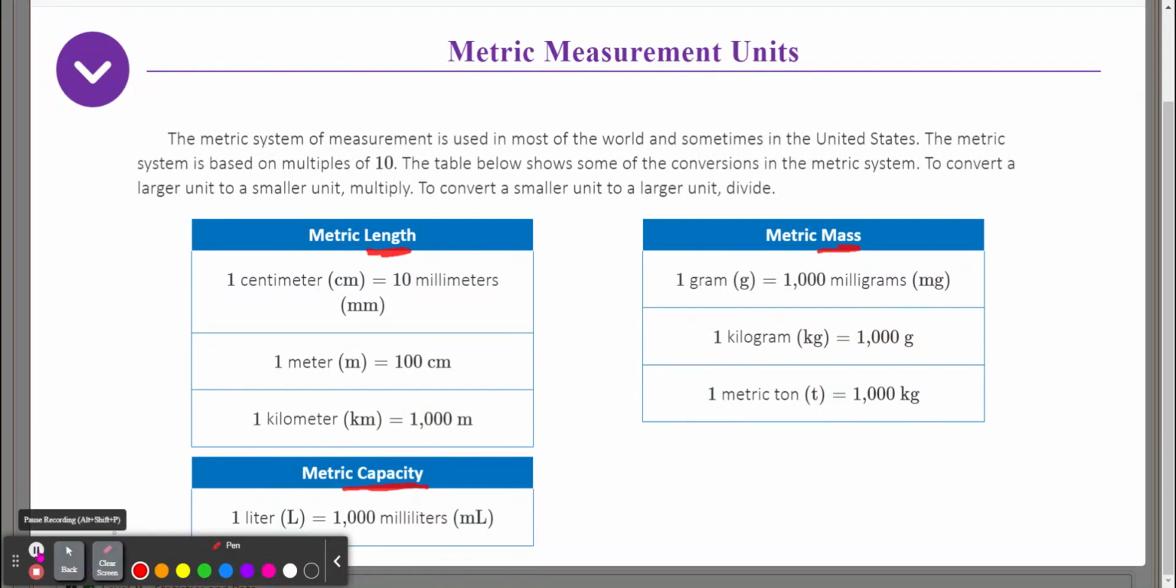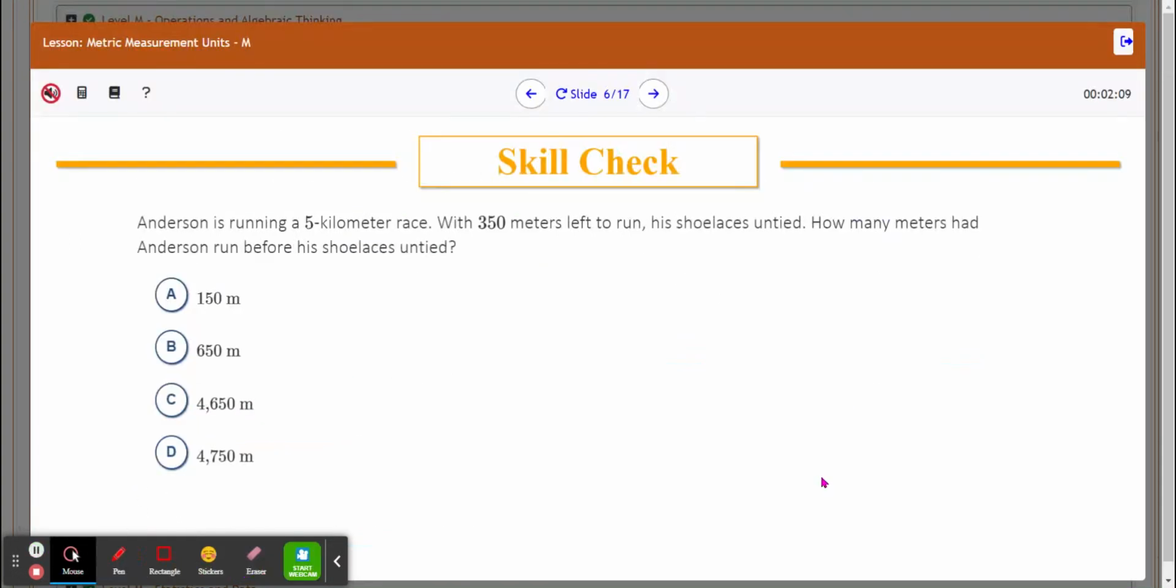All right, so let's go look at some problems. Anderson is running a 5-kilometer race with 350 meters left to run. His shoelaces untied. How many meters had Anderson run before his shoelaces untied? All right, well, very simple. All my answers are in meters. So first things first, let's convert to meters.